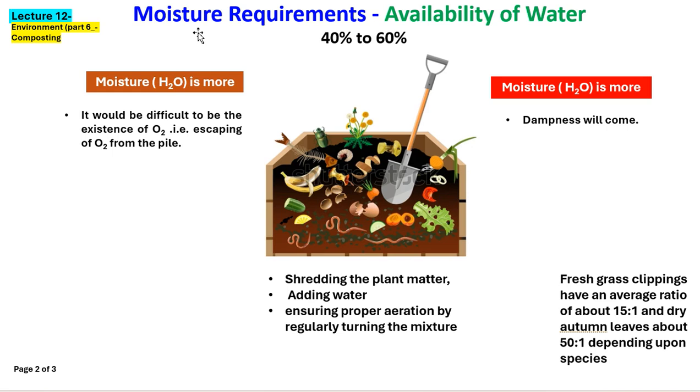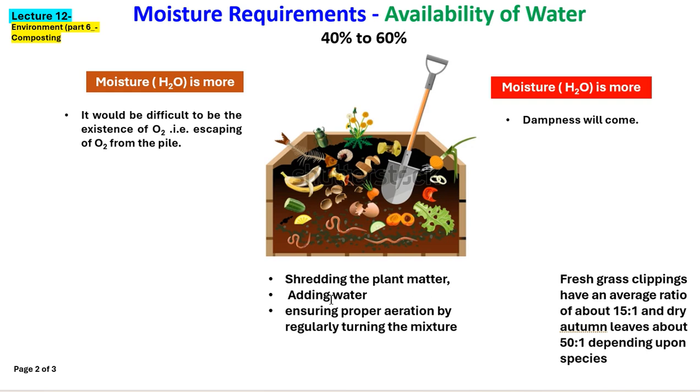In the next slide, we have a moisture requirement, or availability of water. The moisture content requirement should be between 40% to 60%. But if moisture content is more, then it would be difficult for oxygen to exist, i.e., oxygen escaping from the pile. And when moisture content is more, dampness will come.